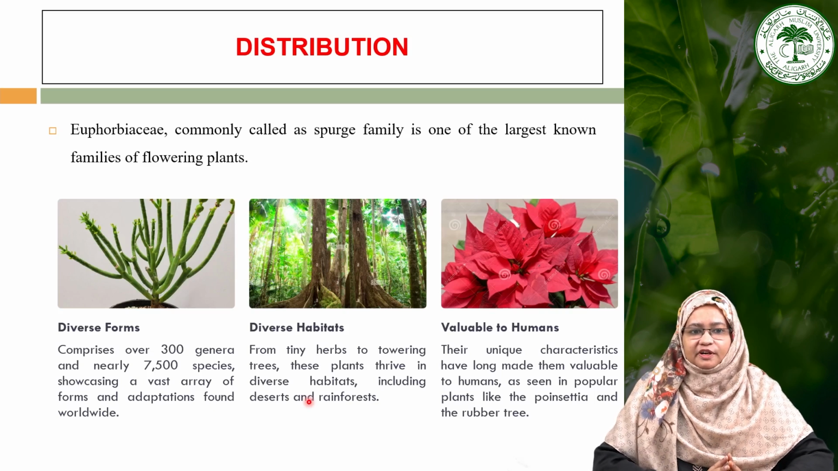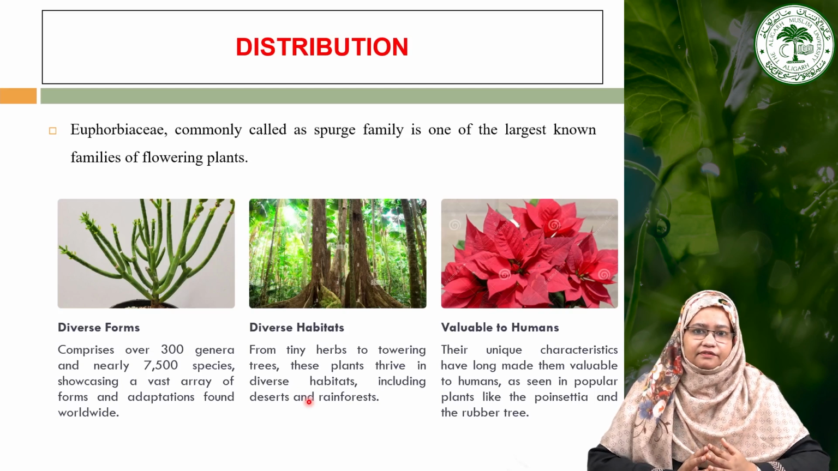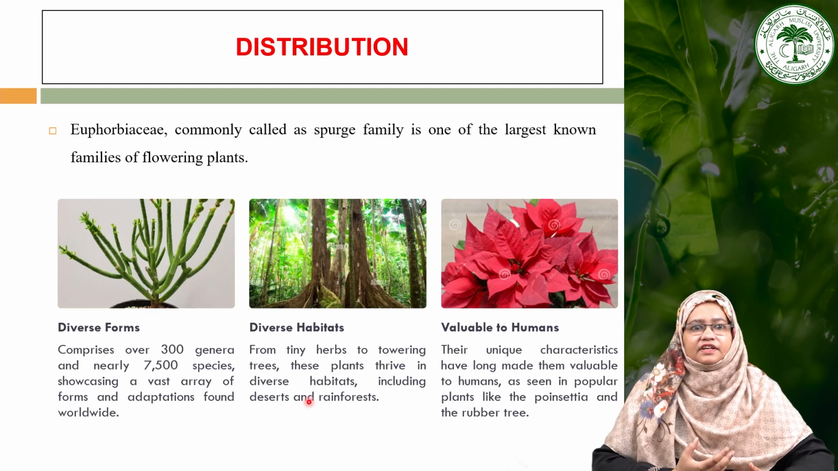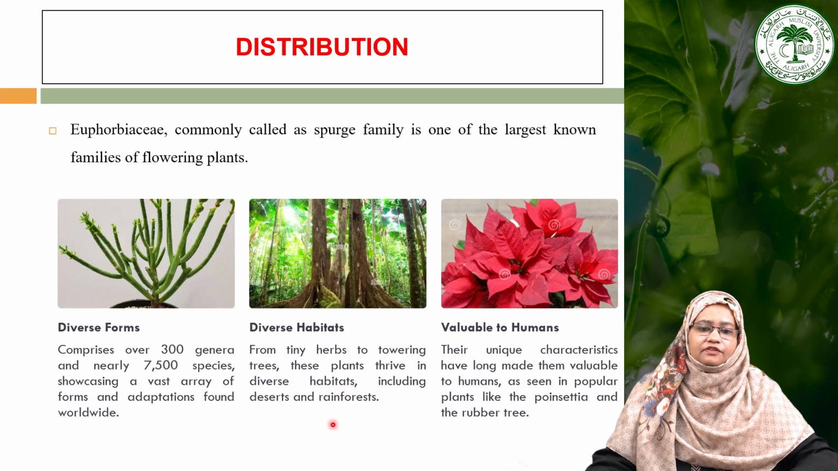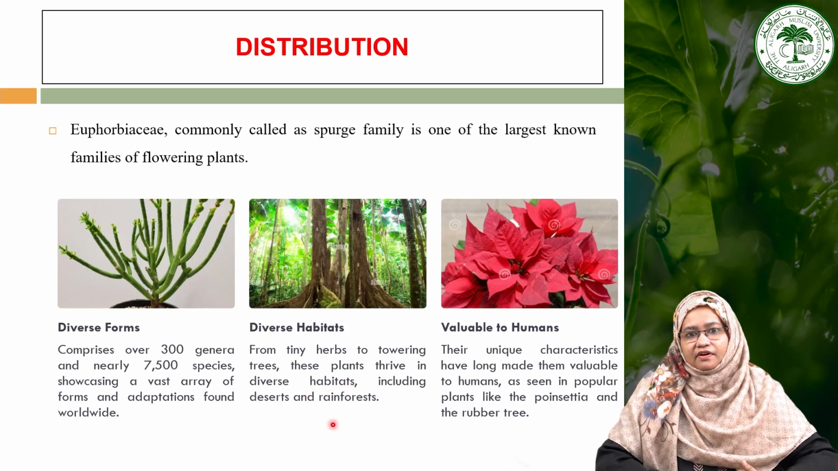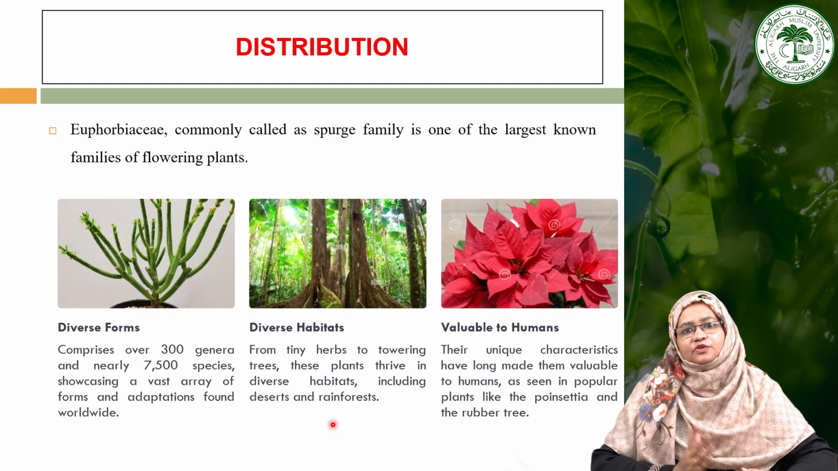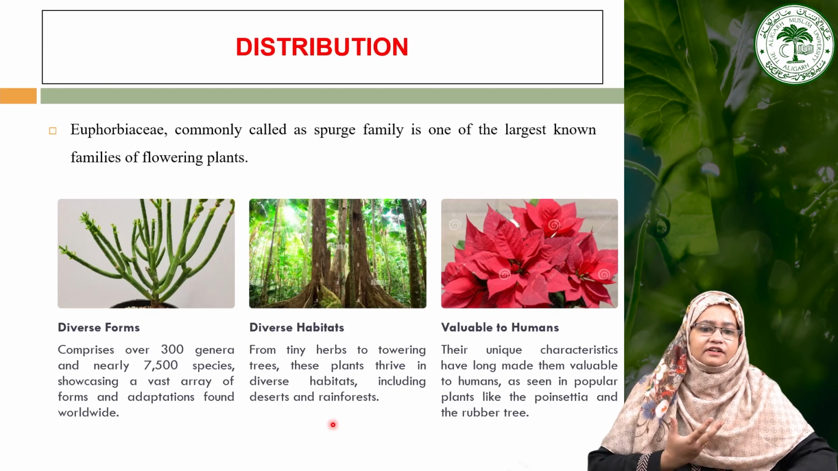If we see the distribution of this family, Euphorbiaceae, commonly called the Spurge family, is one of the largest families of Dicotyledonae. It comprises over 300 genera and about 7,500 species all over the world, and they have quite different types of habitat, because these plants are very adaptable to different conditions. They have very diverse habitats from deserts to rainforest, and their habits vary from herbs to trees. So this family is quite diverse in nature.